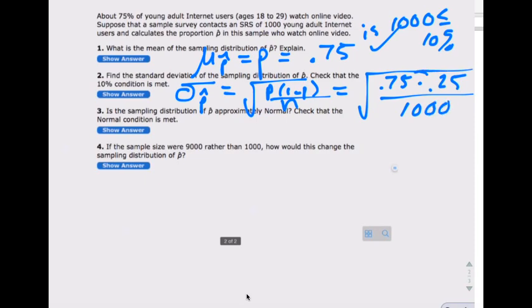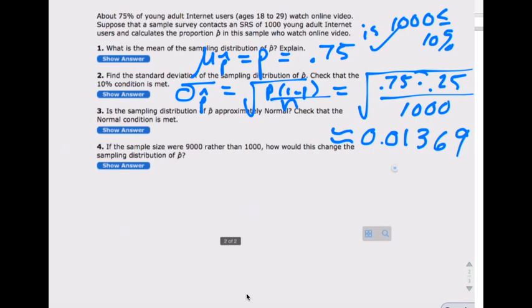Okay, so then you can calculate that with your calculator or whatever you have at your disposal. You get 0.75 times 0.25 divided by 1,000, and then you take the square root of that. And you get something like 0.01369. Okay, so that's your approximate standard deviation of the sampling distribution.